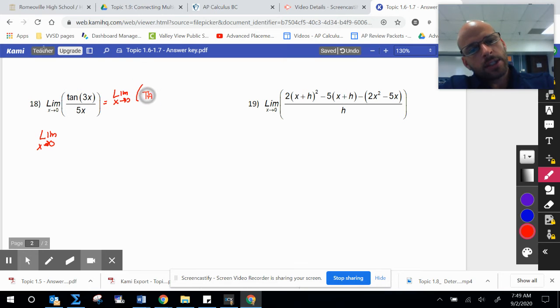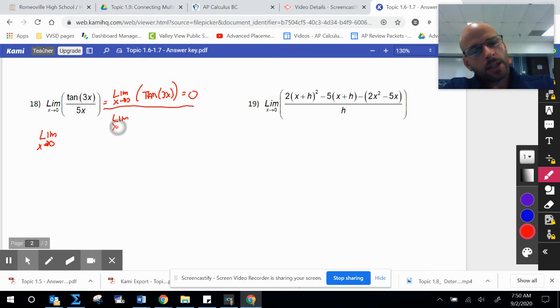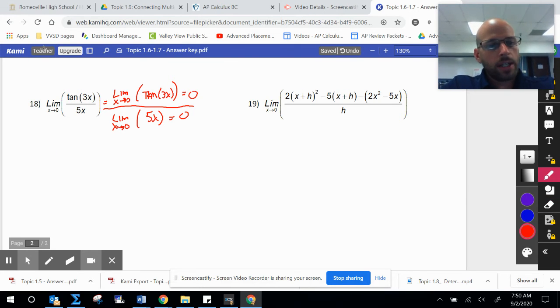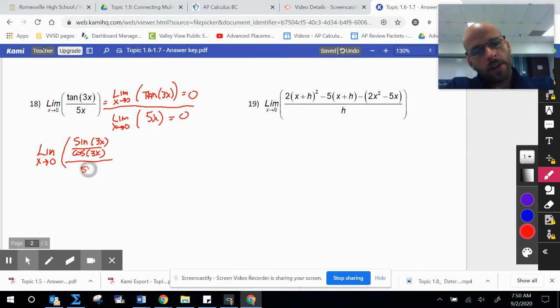So I'm going to say tangent of 3x, even though it's a formality, we're just writing it, over the limit as x approaches 0 of 5x is 0. So now what I want to do is simplify this, and we have trig going on here, so I'm going to try and utilize some of those trig identities that we have. So I know tangent is sine of 3x over cosine of 3x, and that's all over 5x over 1.